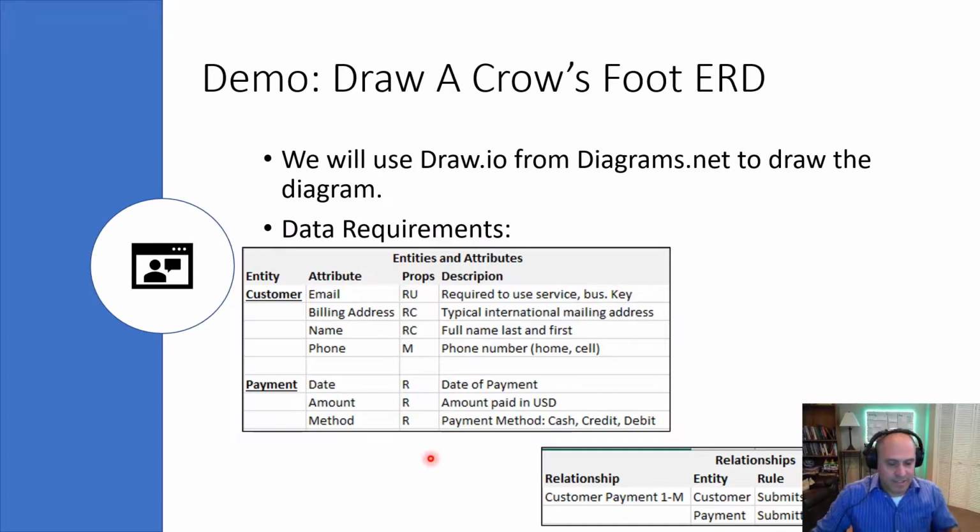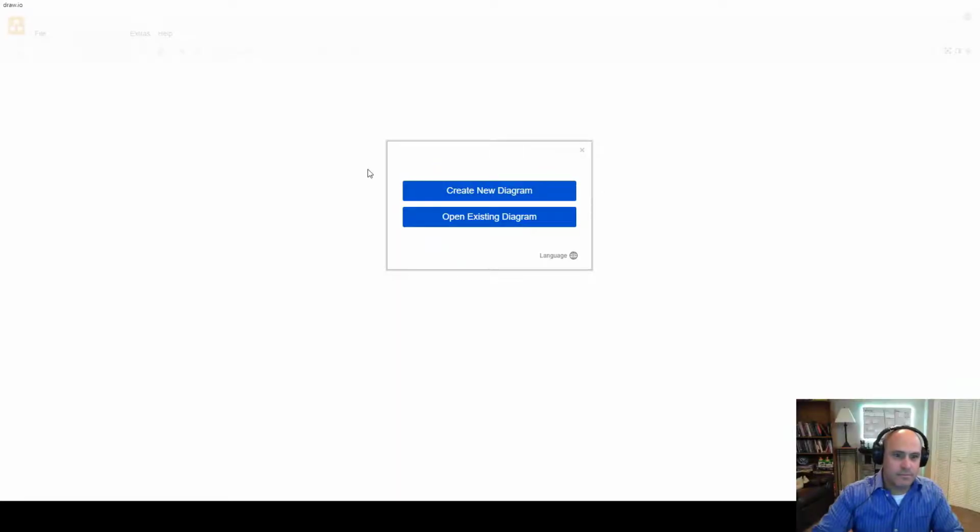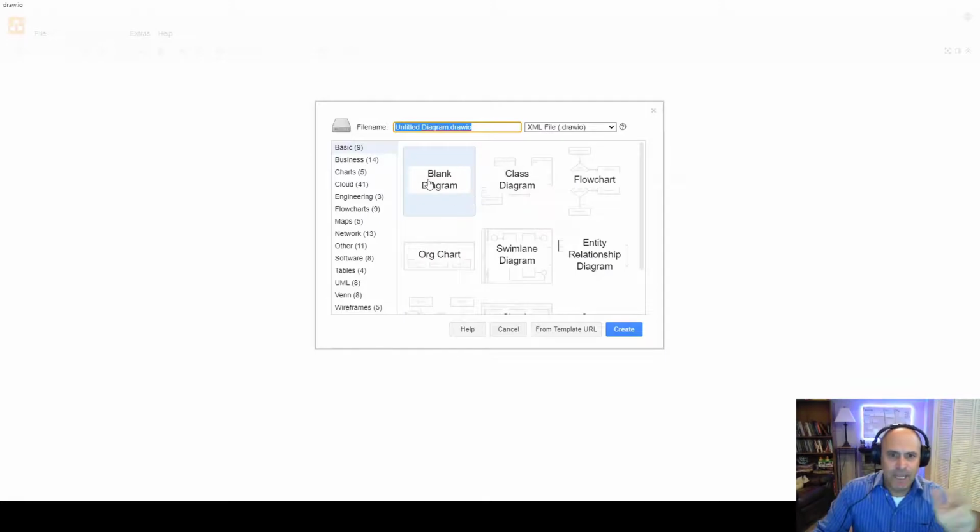All right, let's draw a crow's foot ERD using these requirements. Let's go into diagrams.net and draw that. So here I am in diagrams.net, and I'm just going to create a new diagram, a blank diagram. This is always the way I start it, blank diagram.